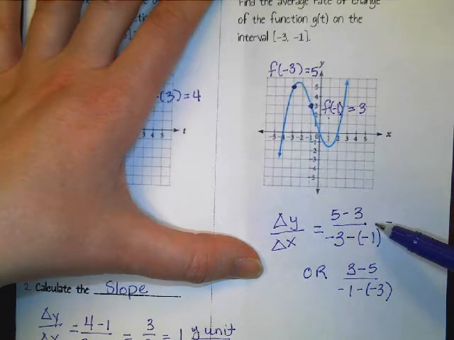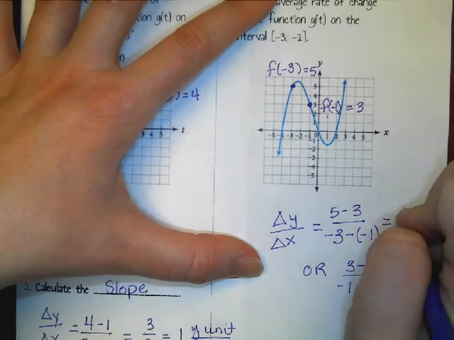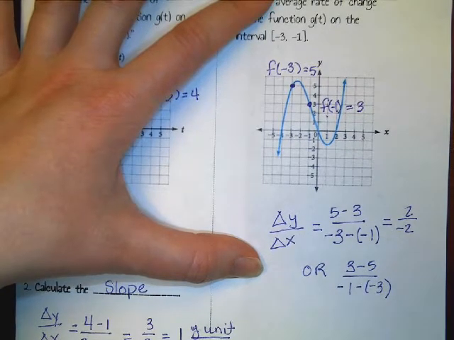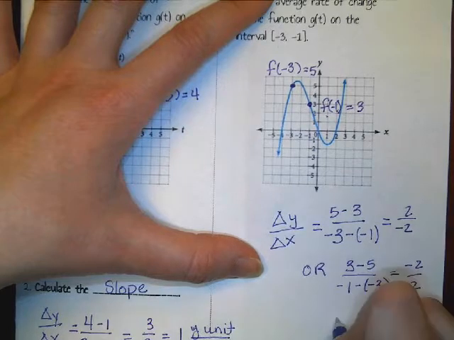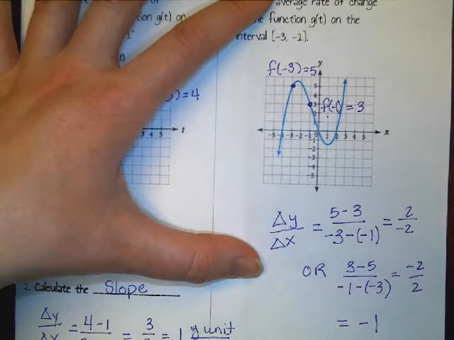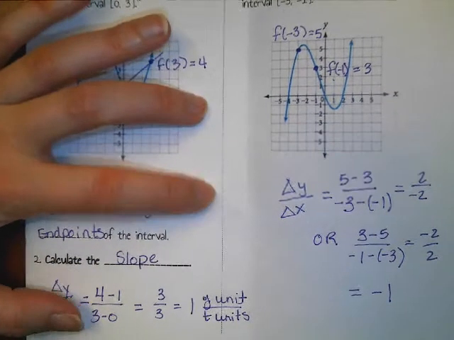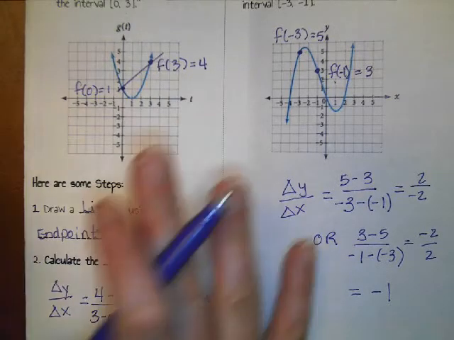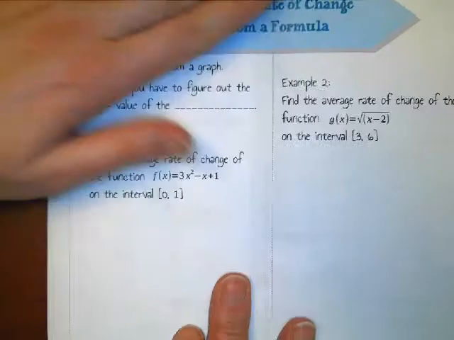This should be an ordered pair, and this should be an ordered pair. Okay? XY, XY. So 2 over negative 2. Is that what you guys get? Or negative 2 over 2, which is negative 1. Okay? So the average rate of change is negative 1. If there are units, don't forget to write in the units, but we don't have any units. All right, so sort of the same idea.